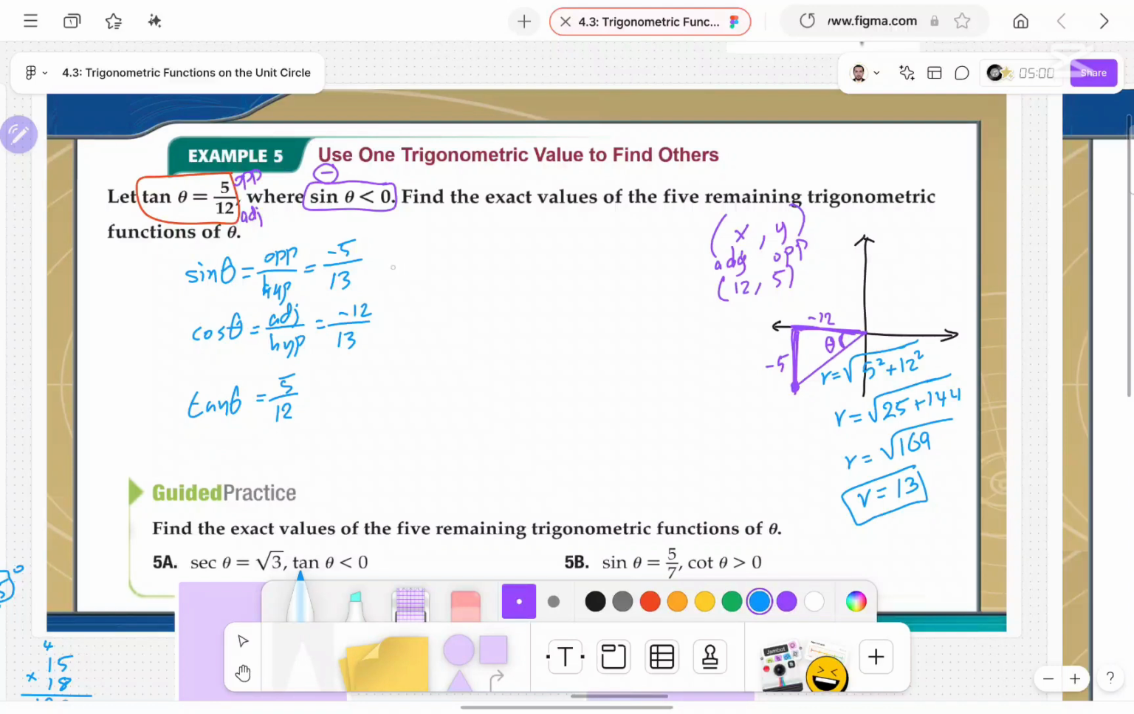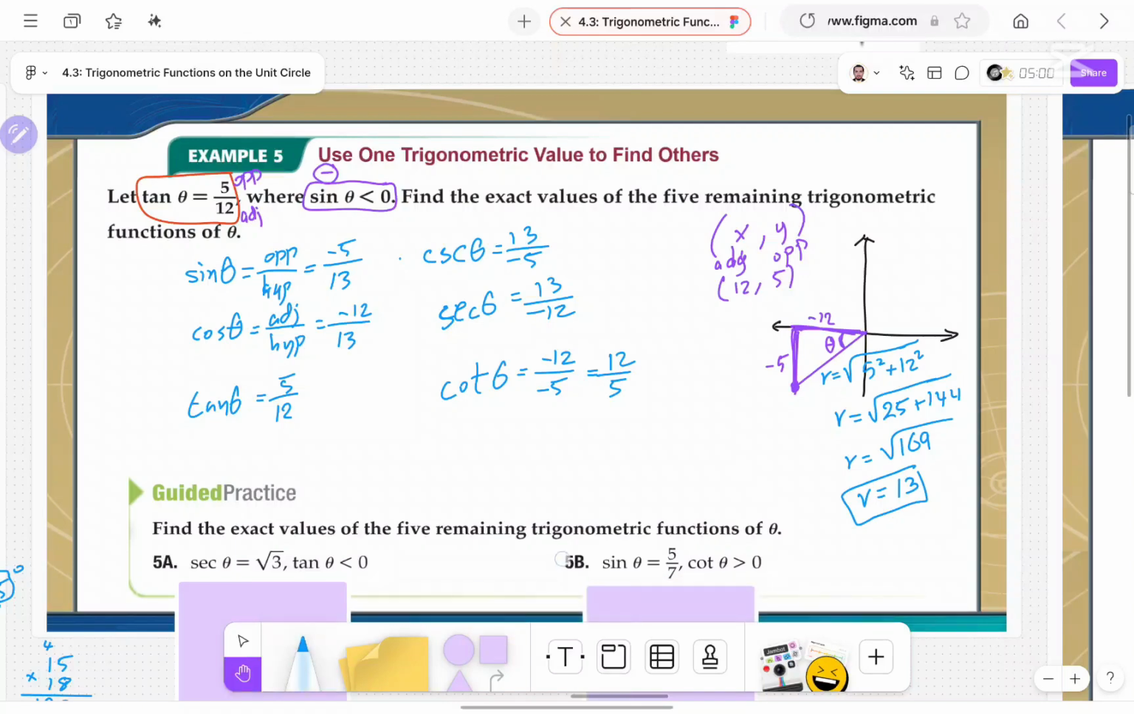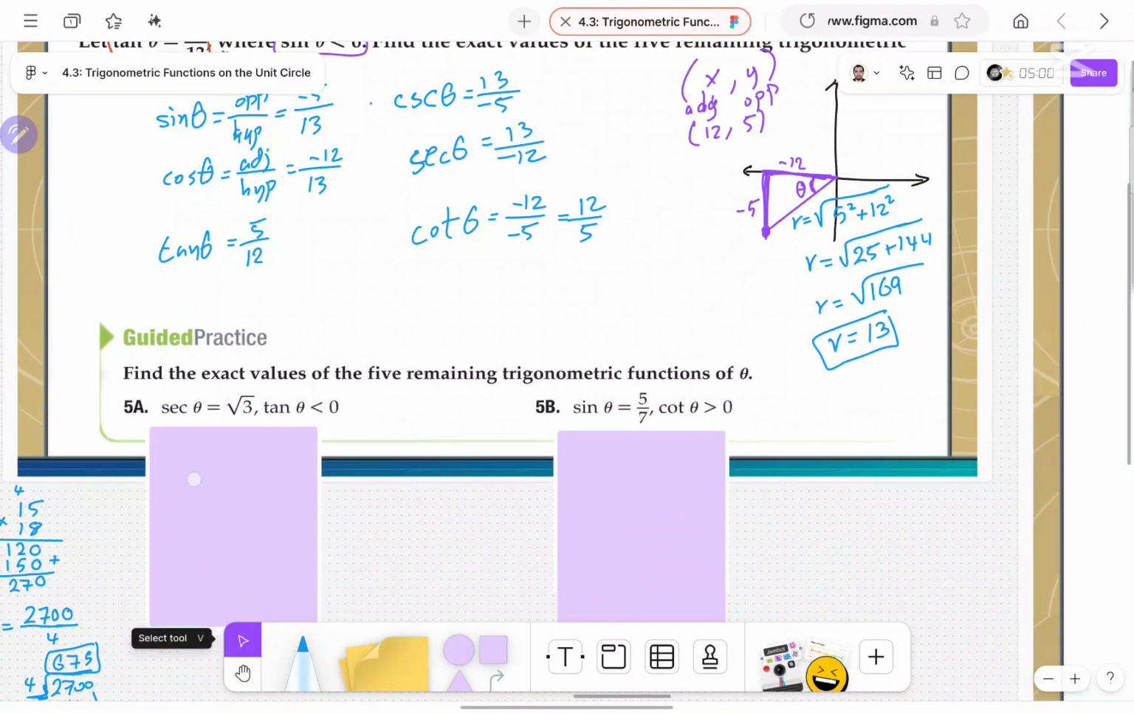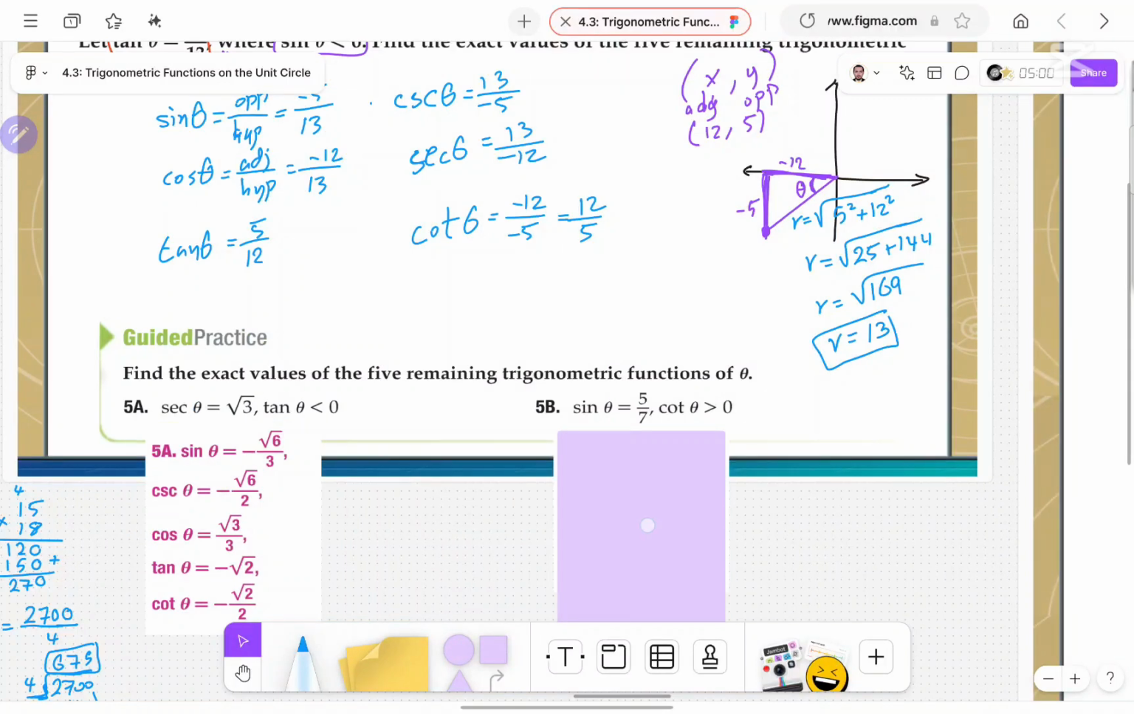Okay, now cosecant. Cosecant theta is 13 over negative 5. Secant theta is equal to 13 over negative 12. Cotangent theta is equal to negative 12 over negative 5, which is equal to 12 over 5. Okay, I hope you understand this. Now try to solve this question, and if you need any help, please let me know. So this is the answer for both of them.